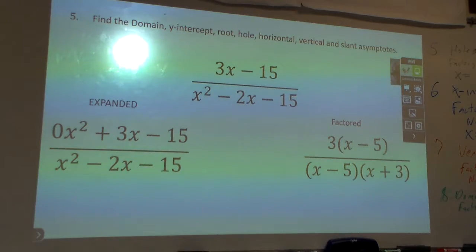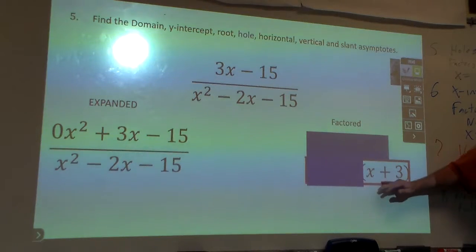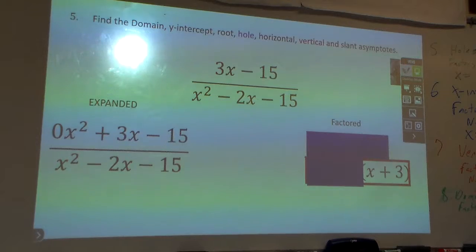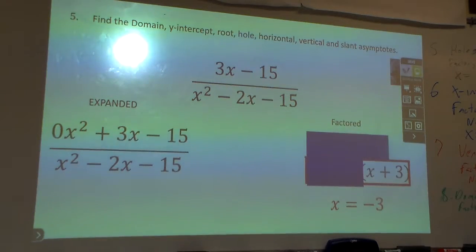Number 5, what's the problem with this one? There is a hole. There is a hole right there, so the only one that works is which one? Which makes the answer then x equals negative 3. X equals negative 3. Okay. We're just looking at the factored side only. We already factored all these problems.